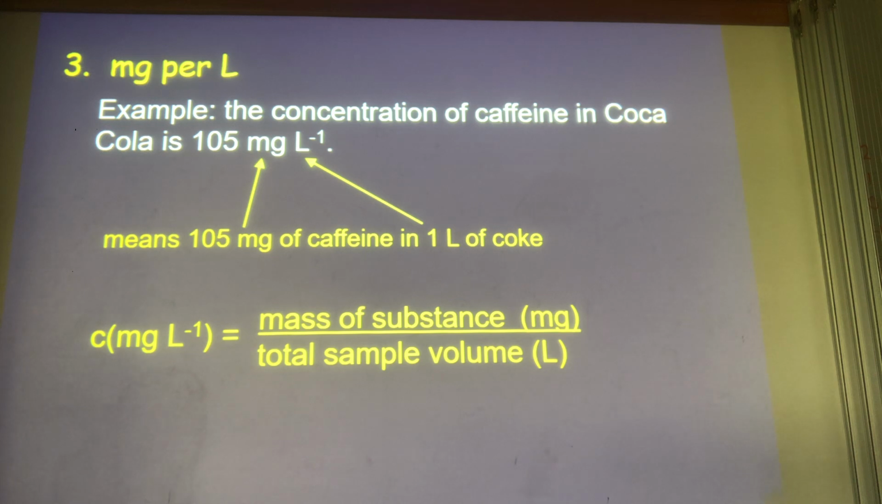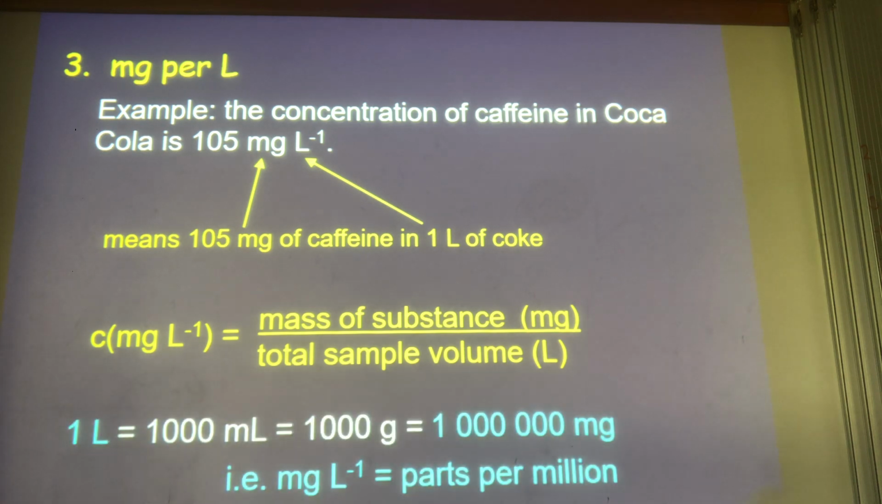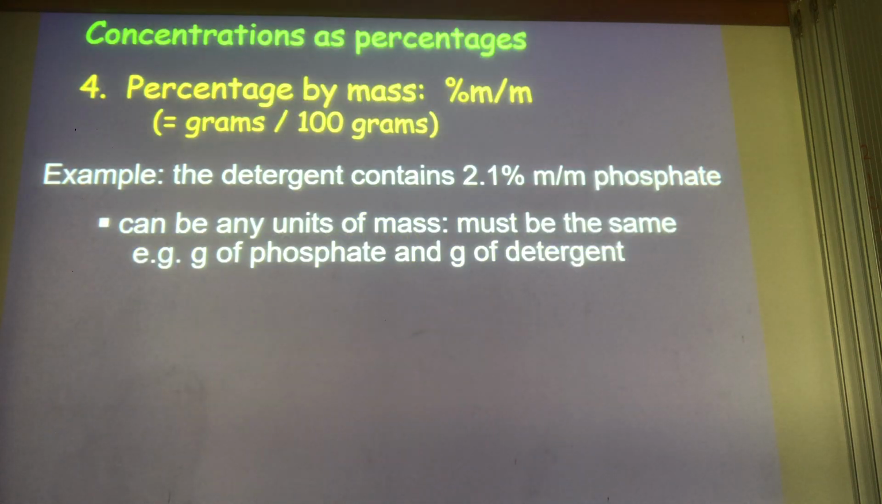Milligrams per litre. That's another one of the parts per million formulas, because 1 litre, if you do the conversion, equals 1 million milligrams. Now there are a few units which are percentages, and they're pretty similar, just with the times 100 to get us to a percentage.